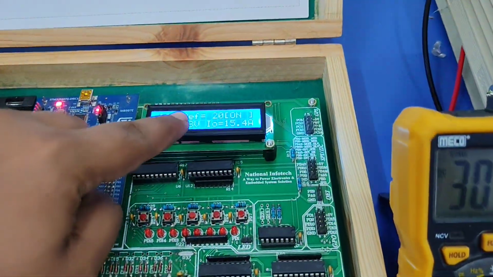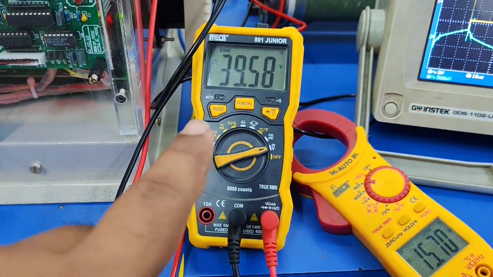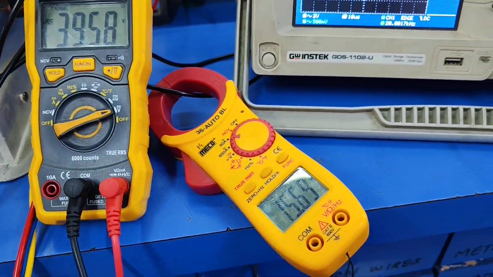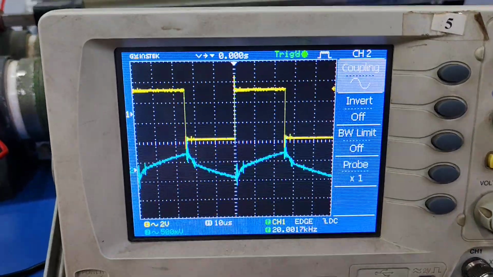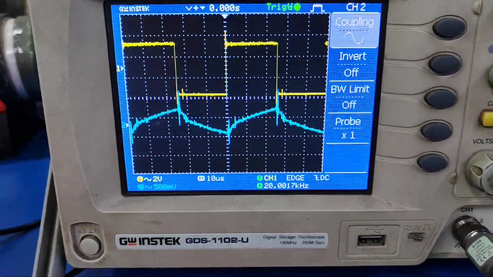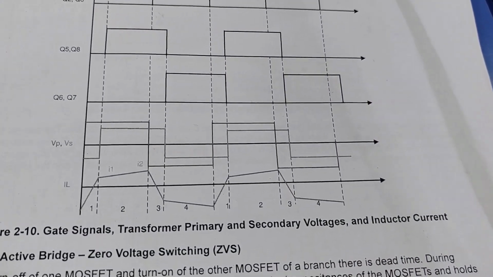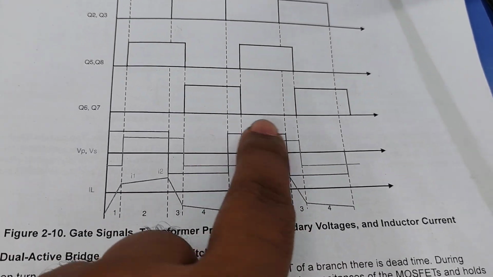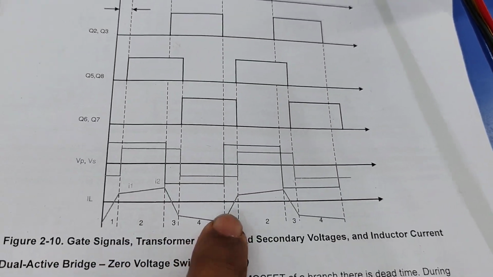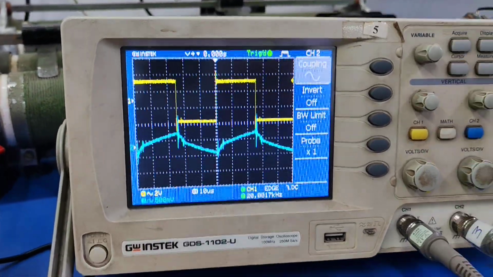So 20% duty is here, 300 volt input, 40 volt output, 15.6 ampere current, and you can see the waveform, primary voltage and the inductive current. As you can observe, the same voltage and current waveform here. Primary voltage and the inductive current. Likewise you can observe here.